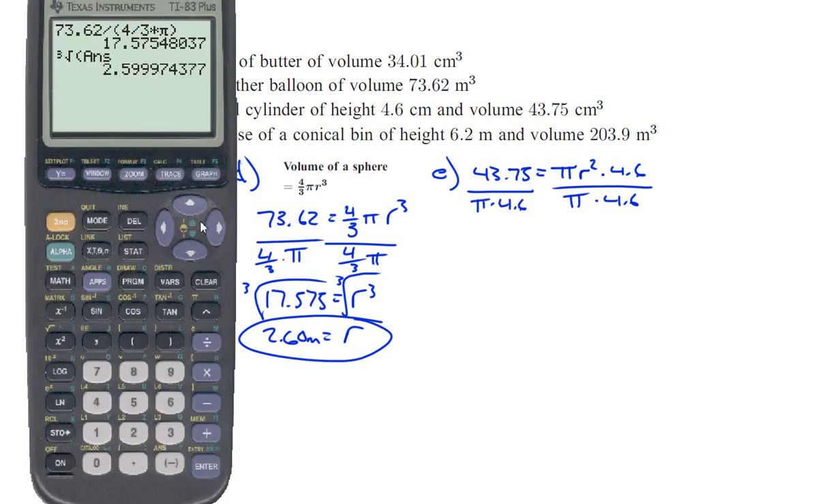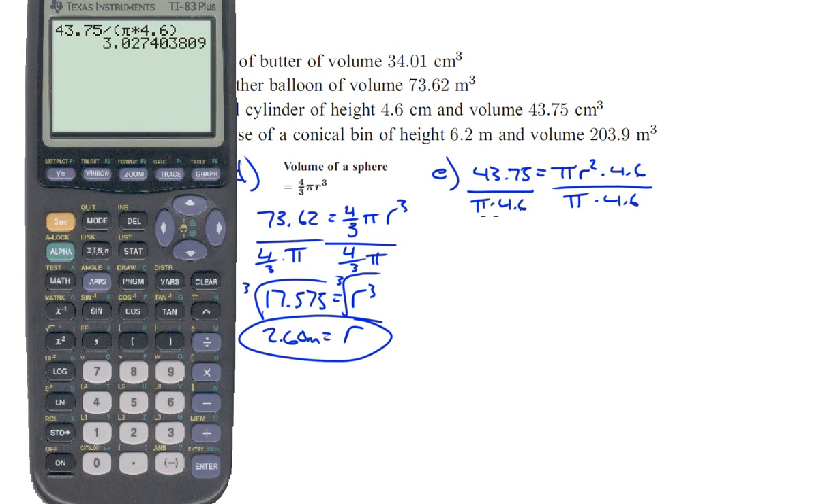So with our calculator, we'll do 43.75. We're going to divide that by both pi and 4.6, so put those in parentheses. If you happen to put 43.75 divided by pi times 4.6 without the parentheses, it will take 43.75 divided by pi, and then it will multiply your answer by 4.6. So you'd end up doing the wrong operation there. So make sure you put it in parentheses if you're doing it all at once.